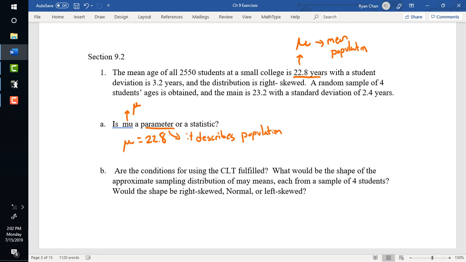Sorry, this should be mean, that's a little bit of a typo. A random sample of 4 years is obtained, and the mean is 23.2 with a standard deviation of 2.4. So what does this mean? This mean is X bar, because we're doing the sample mean. And this one is S, the sample standard deviation.